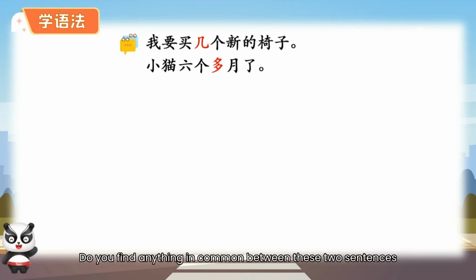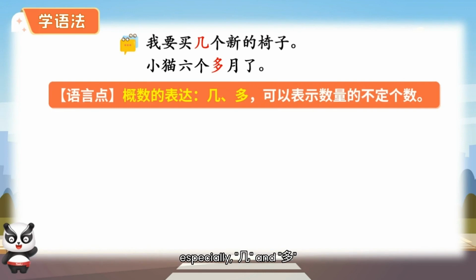Do you find anything in common between these two sentences? We know he or she is going to buy some new chairs, but we don't know the specific number. Maybe 5, maybe 6, maybe 7. We don't know yet. Also, the cat is over 6 months, but we don't know the specific number of the day. It could be 2 or 7 or 8 or even more. So here we are going to learn the expressions of approximate numbers, especially 几 and 多.